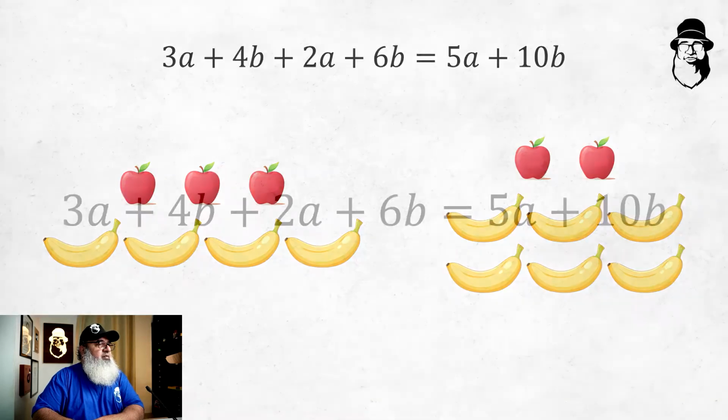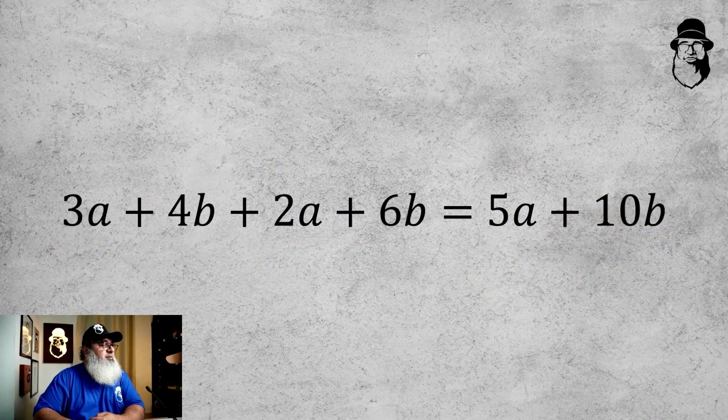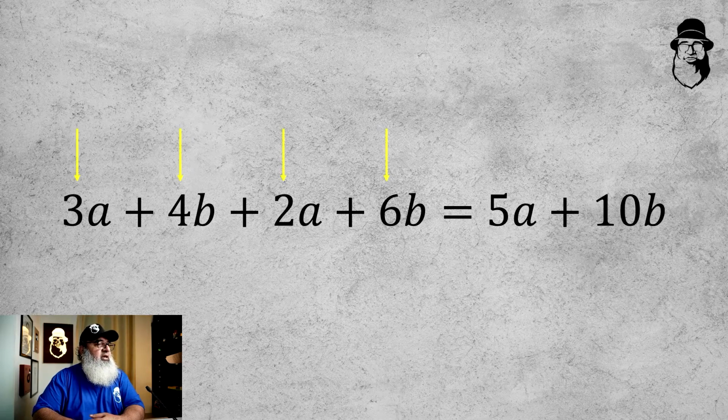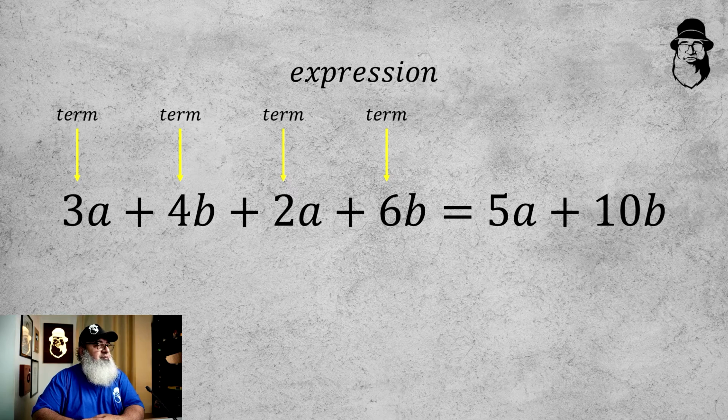Now, when we see this big expression 3a + 4b + 2a + 6b, we see 4 things being added or subtracted. We call something like this an expression, and this particular expression has 4 terms because 4 things are added up. Notice that 5a + 10b is the answer here, and we cannot add the 5a and the 10b together.